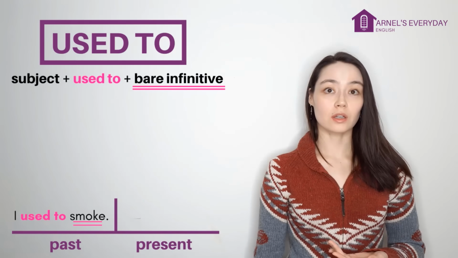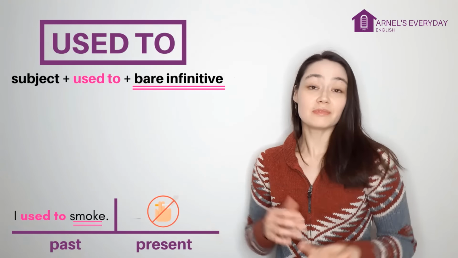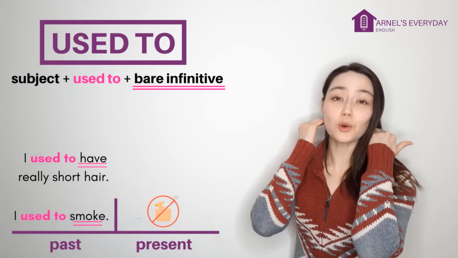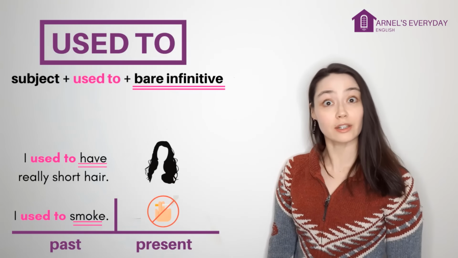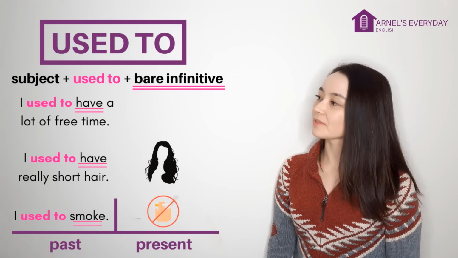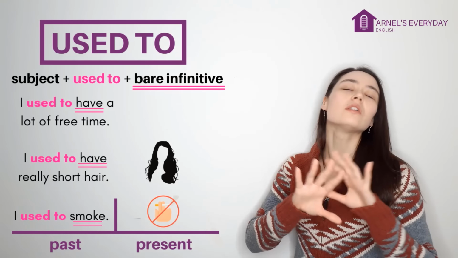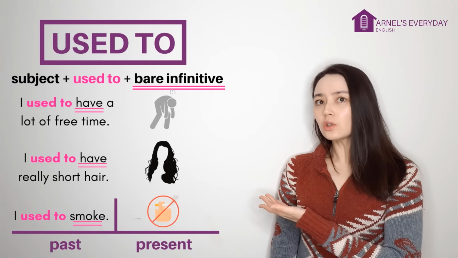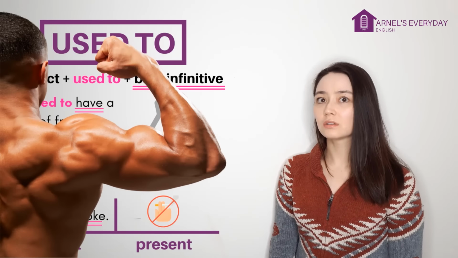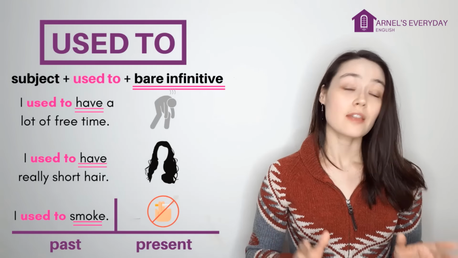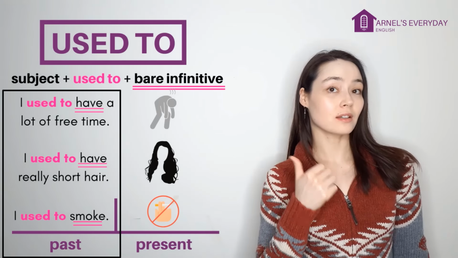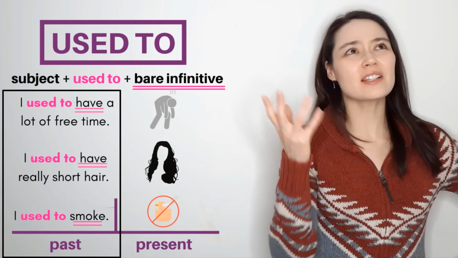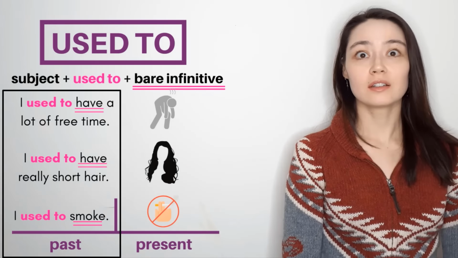I used to smoke. This tells you now I don't. I used to have really short hair. Now I don't. I used to have a lot of free time. Now I do not. Used to is very powerful. Everyone knows that what you did or had in the past is not true now. Of course, you can have any subject, not just I.